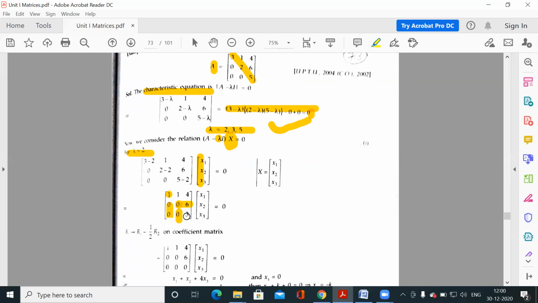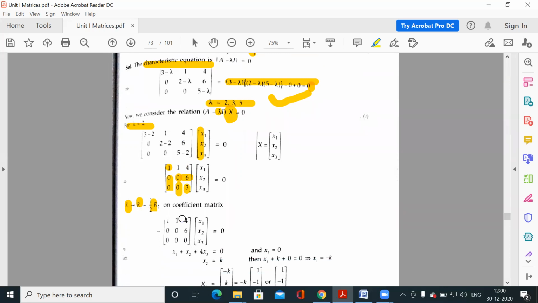तो नेक्स्ट अब आप 6 को यूज करोगे और 3 को जीरो करोगे, तो आप ऑपरेशन लगा दीजिए. So R3 changes to R3 minus 1 by 2 R2. तो 6 में आपने 1 by 2 का मल्टीप्लाई किया, सो दिस इज 3. नेक्स्ट 3 minus 3 is 0. तो आपने ये ऑपरेशन लगा के क्या किया, लास्ट वाली रो को जीरो कर दिया. सो नाउ दिस मैट्रिक्स इज इन इकोलोन फॉर्म.